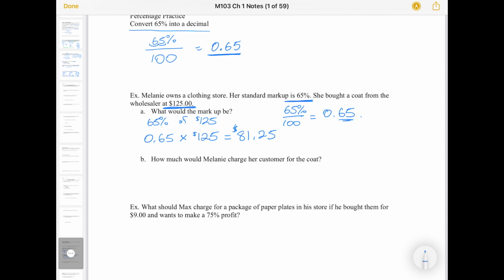If I'm asking though, how much is she going to charge the customer for the coat? She's not charging the customer $81. So she's going to charge the customer $125 plus $81.25. So the coat would cost $206.25.